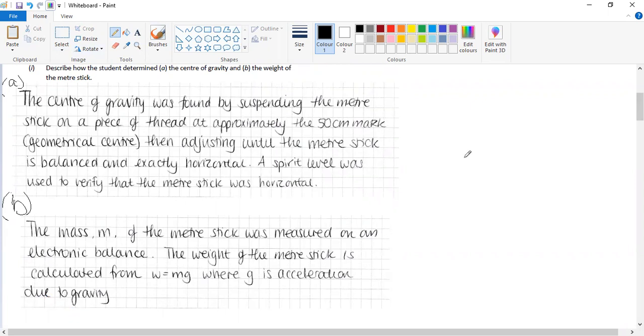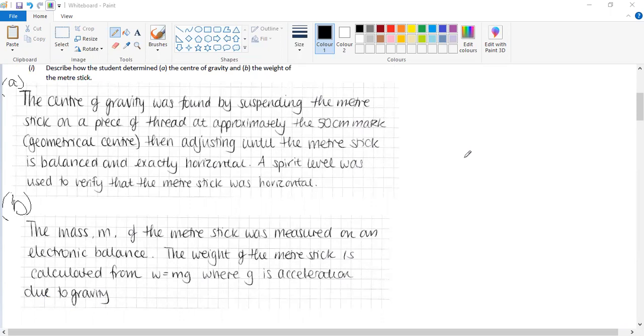Now, this catches some people. And I think they are being clever on purpose to see, can you compare the weight compared to the mass, so that you're not getting caught up. Okay. So the mass M of the meter stick was measured on an electronic balance.